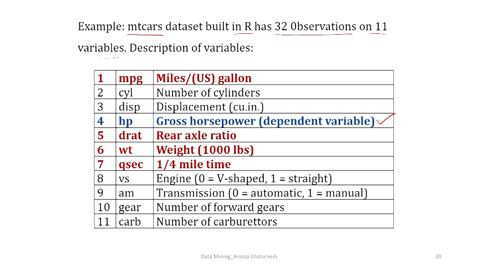Then DRAT is rear axle ratio, WT is weight in 1000 pounds, QSEC is quarter mile time. VS is whether the engine is V-shaped or straight. For a V-shaped engine, it is taken as 0. For a straight engine, it is taken as 1. AM is transmission, which is 0 for automatic and 1 for manual. Gear gives you the number of forward gears, and CARB gives you the number of carburetors. And in this example, this is your output variable, and these four variables are your input variables: MPG, DRAT, WT, and QSEC.